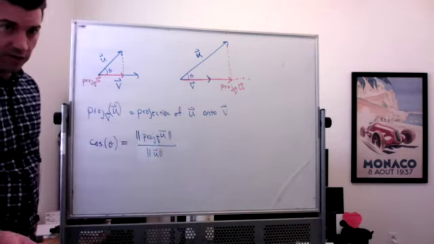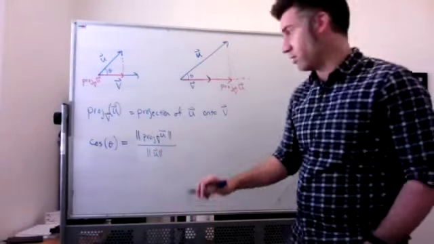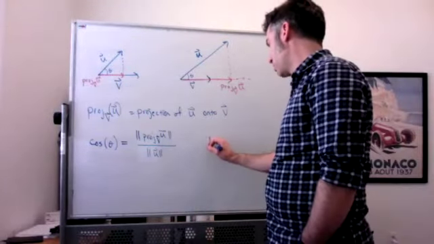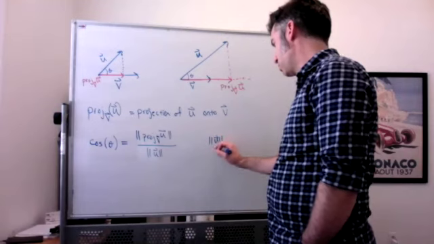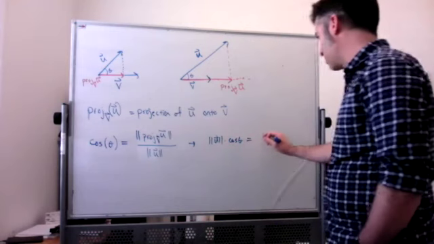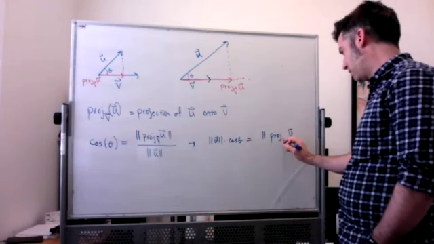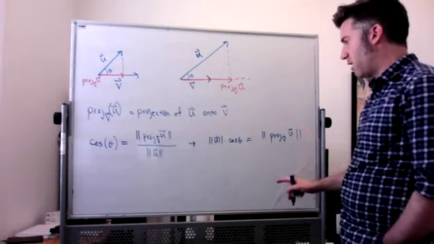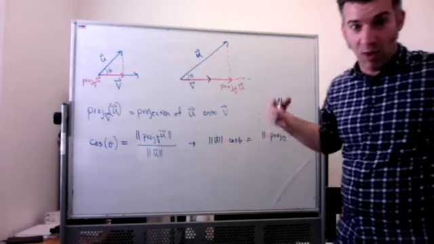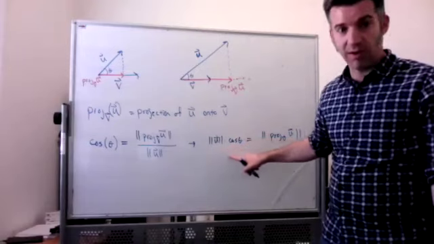Okay, we'll check out this magic, this wizardry. I'm going to multiply both sides by the magnitude of u. So the magnitude of u times cosine theta is equal to the magnitude of the projection of u onto v. And then I'm going to multiply both sides by the magnitude of v. Why? So that I can get the dot product showing up here.